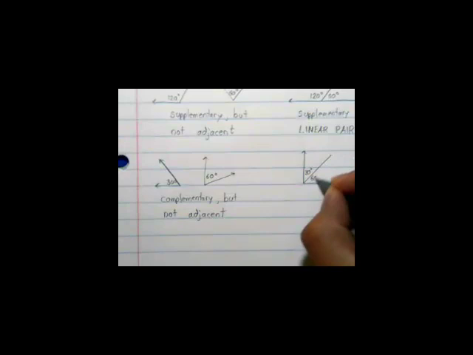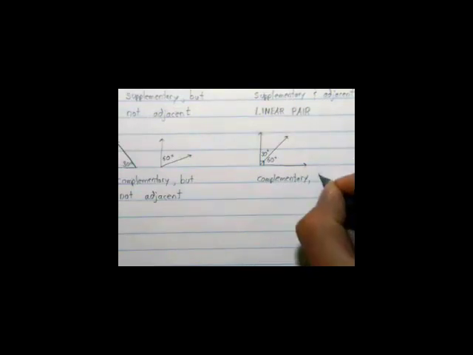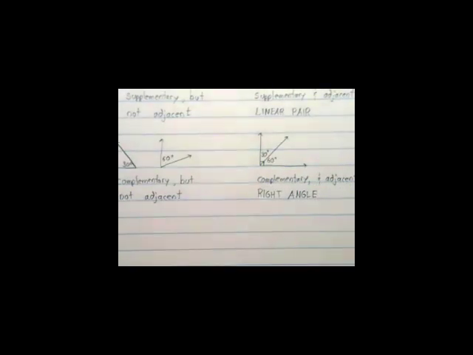So like there's our 30, there's our 60. Okay, so that's going to form a right angle. So these are complementary and adjacent. So that makes a right angle. Okay, so that's complementary and supplementary.